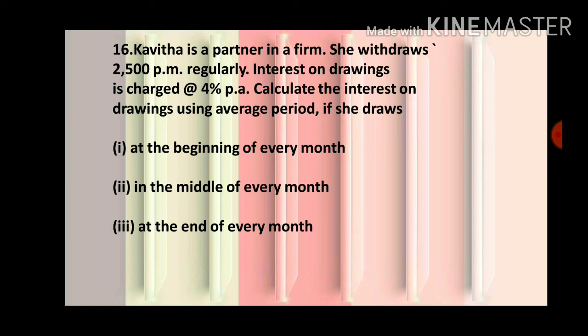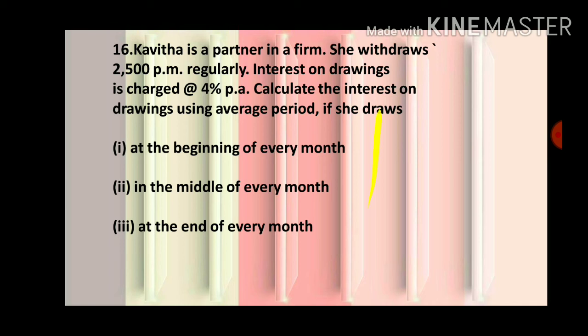Do you know the difference between the average and product methods, students? Once again, product method means irregular method, and average period method means regular method. Note this point. The first one: at the beginning of every month, on the first date of every month, Kavita withdraws. Second point, in the middle means what? 6 months once. So in the middle of every month. Then third point, at the end of every month, she withdraws the amount.